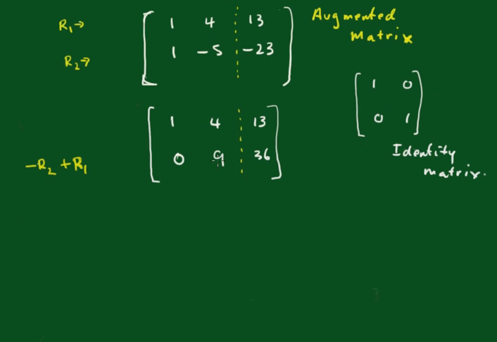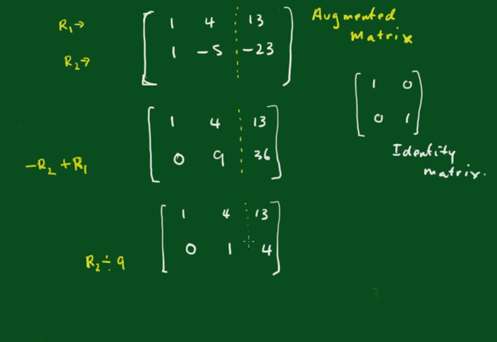Moving on. I want to get that to be a 1. So what I'm going to do now, the next little operation, I'm going to take that row here, row 2, and I'm just simply going to divide that by 9. And that now becomes 0, 1, and that becomes a 4.